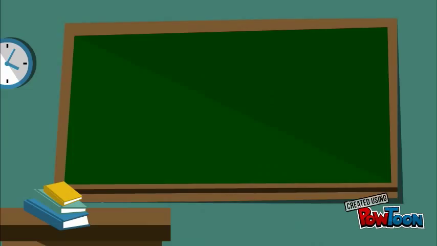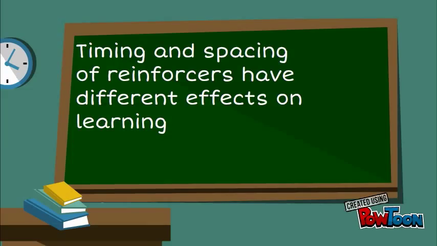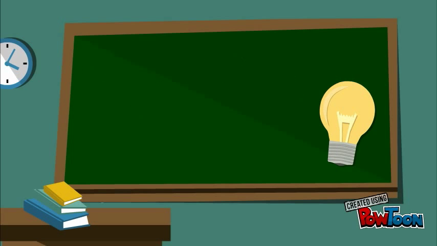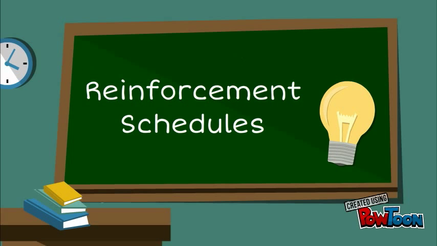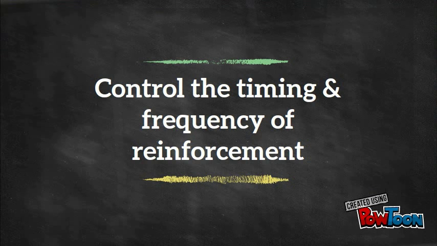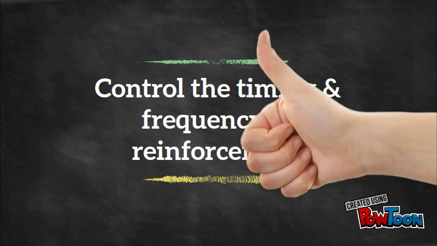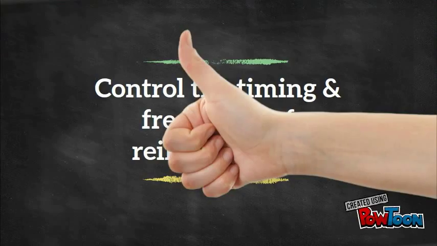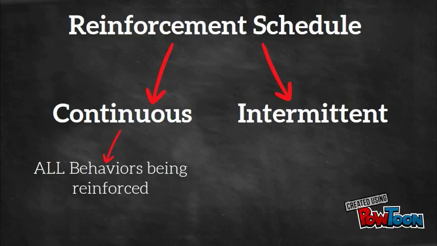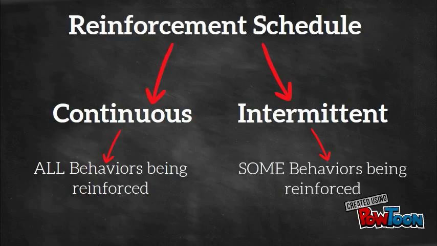With operant conditioning, it's important to know that timing and spacing of reinforcers have different effects on learning. These effects are illustrated in reinforcement schedules, which is a tool in operant conditioning that allows the trainer to control the timing and frequency of reinforcements in order to trigger a target behavior. We have continuous and intermittent reinforcement schedules. Continuous, meaning all behaviors are being reinforced, and intermittent has only some of the desired behaviors being reinforced.